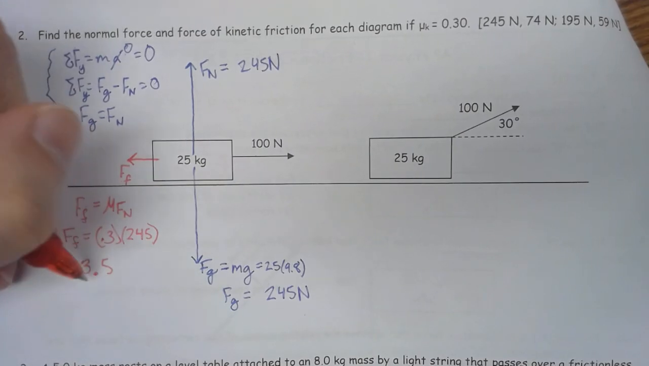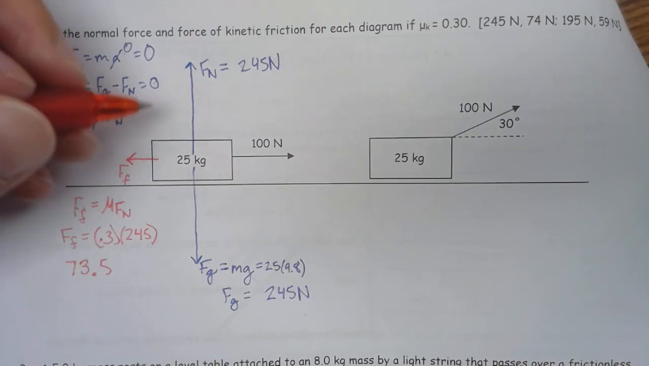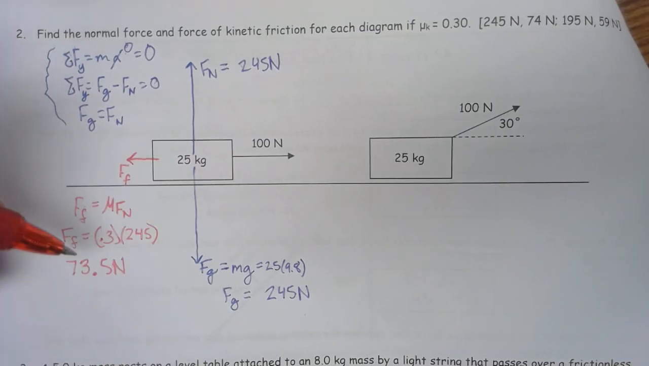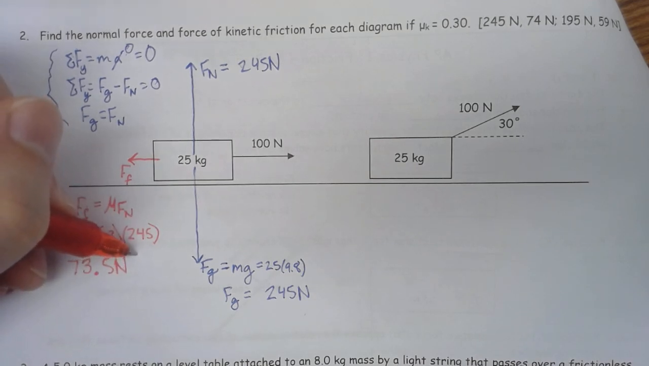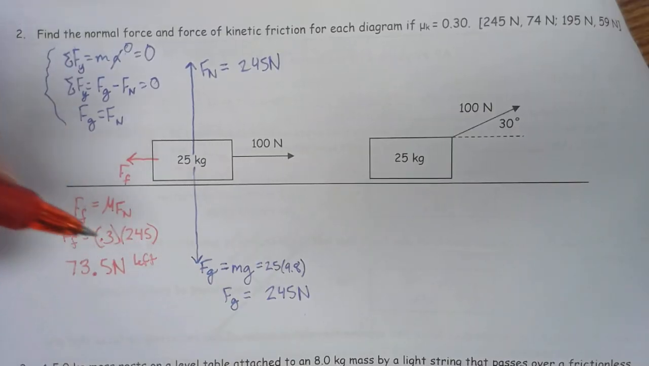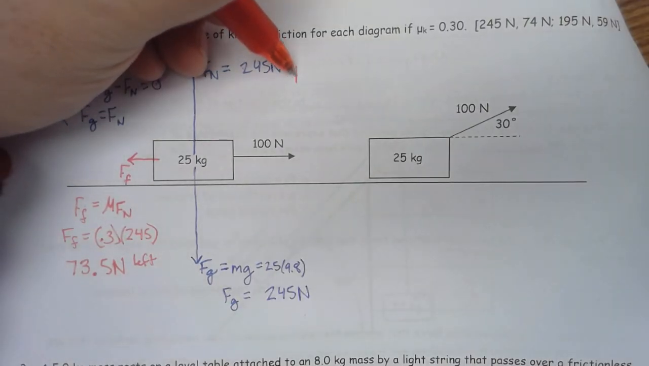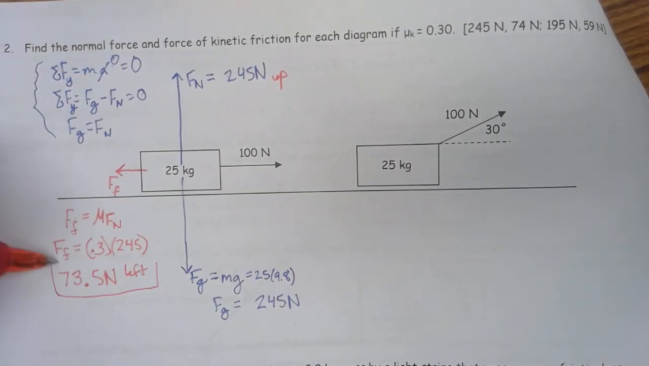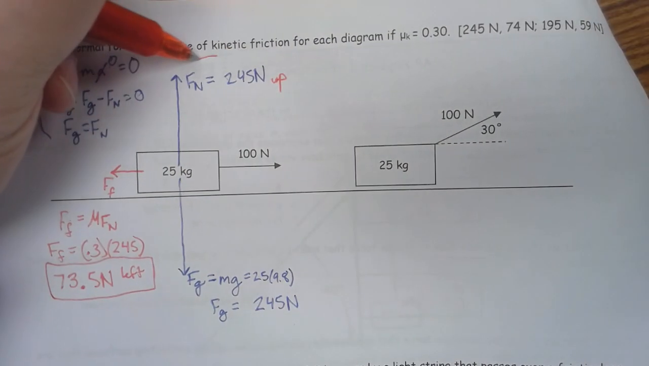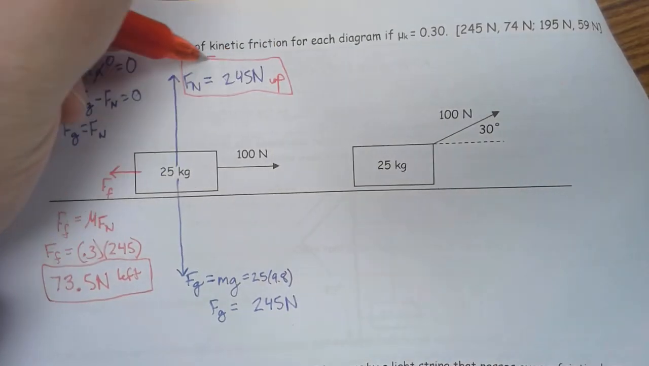$73.5 units. Newtons. Direction? Left. This one is up. That's a boxed answer. This one's a boxed answer.